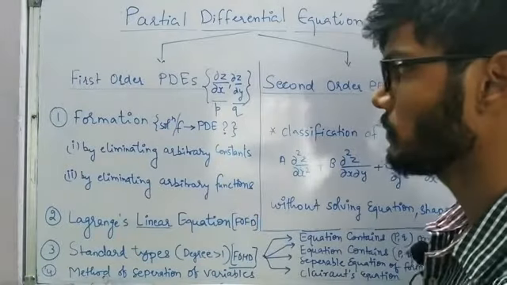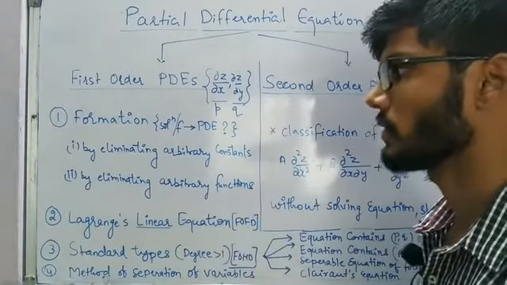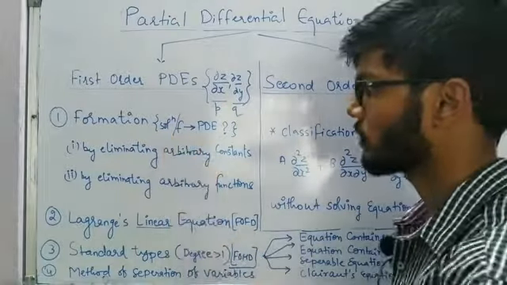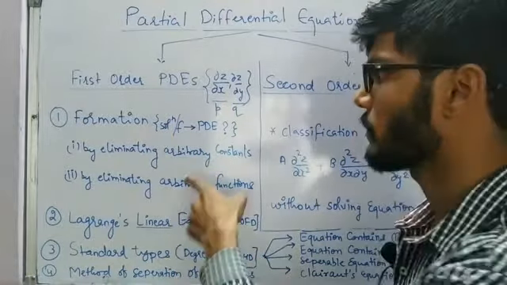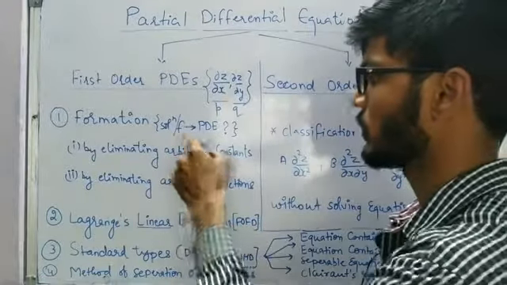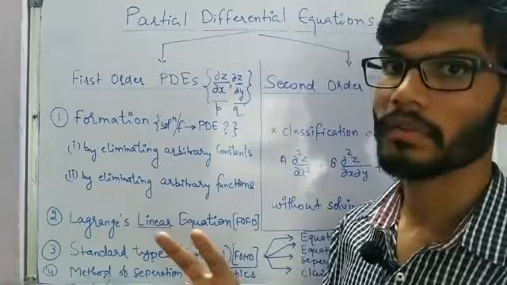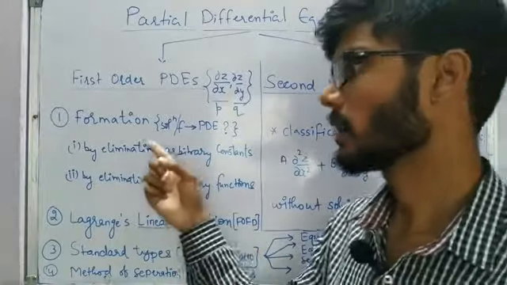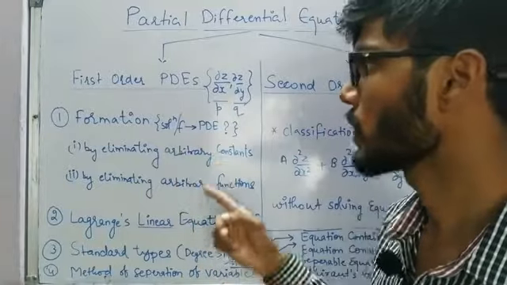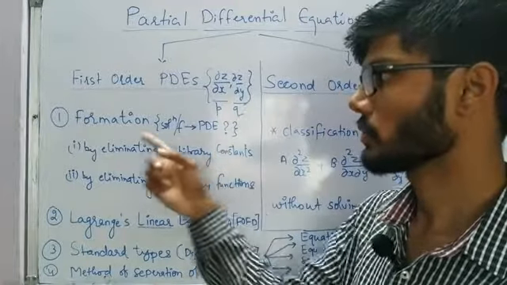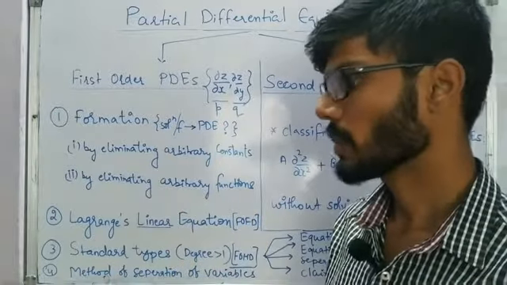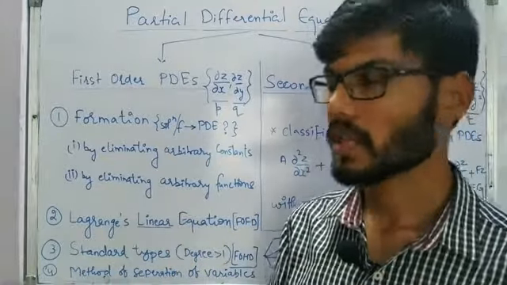In the case of first order partial differential equations, we need to have a look at the formation of them. We can form the partial differential equation of first order by two methods. Either we are given the general solution of our differential equation, so we have to come to the partial differential equation, or in the second case we are given an arbitrary function. So we have two inputs, either the general solution or the arbitrary function. Based on that we are going to come to the partial differential equation. So this is going to be the formation part.